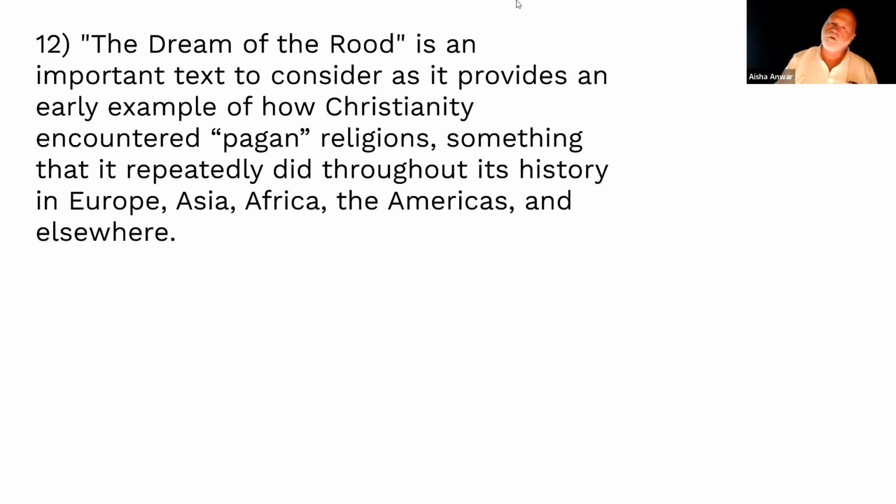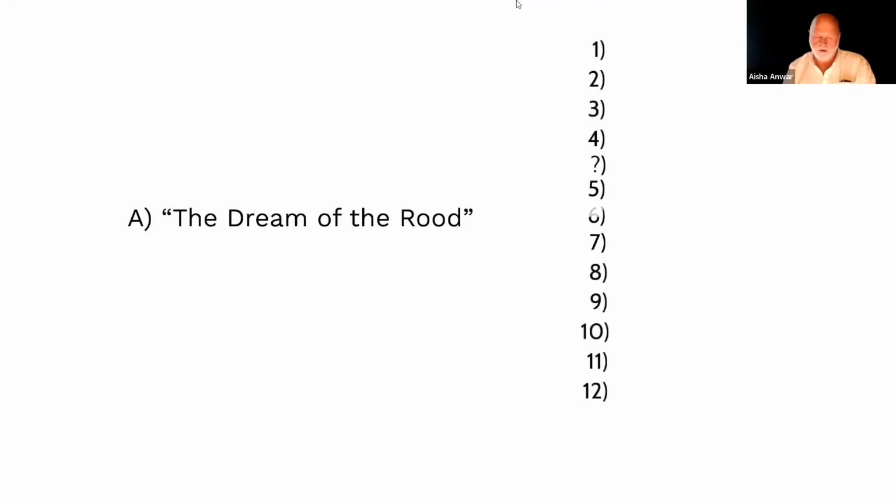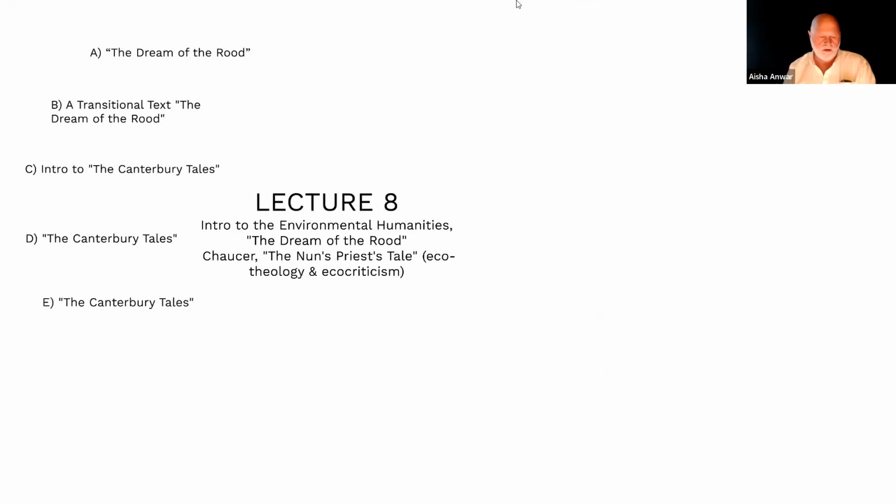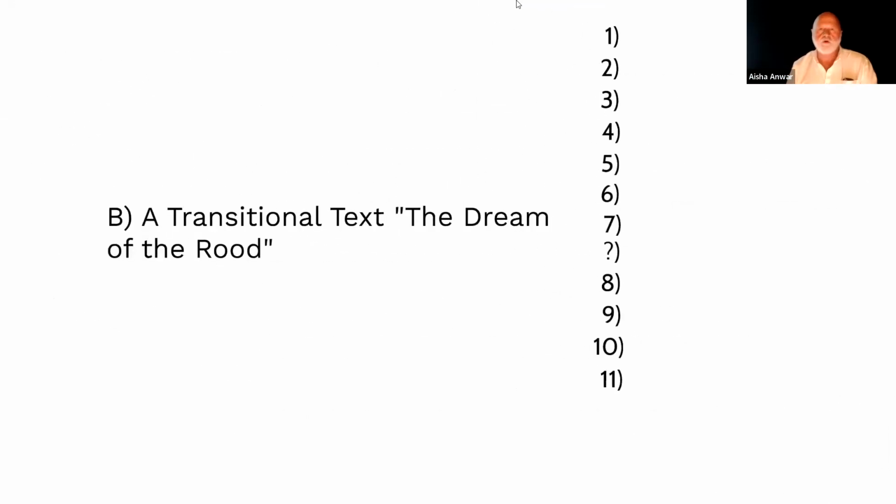But how did it take over Europe? Here's an example of how it encountered a pagan religion, the Celtic Druid religion, and then did it all over the planet. So we could go through example after example. Lynn White Jr. alludes to the fact there are a lot of them. There are, but this is a good one to start with because it's an early one in the game. It's a transitional text, The Dream of the Rood.